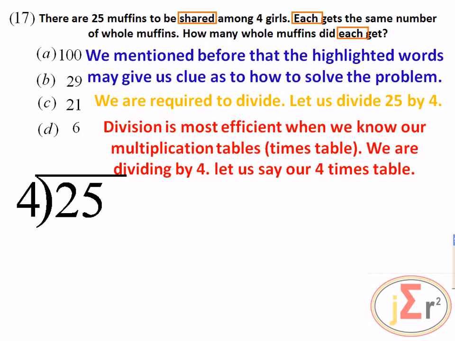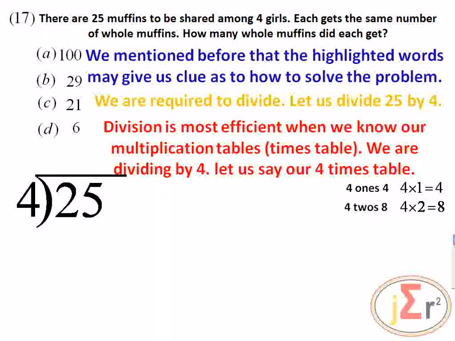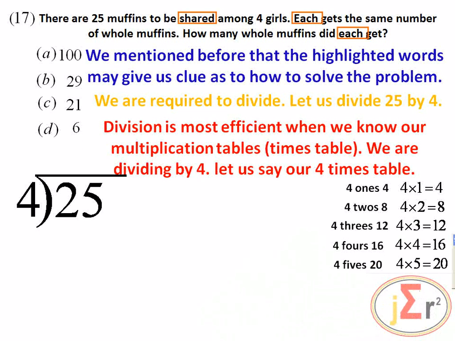4 ones 4, 4 twos 8, 4 threes 12, 4 fours 16, 4 fives 20, 4 sixes 24, 4 sevens 28. We can stop right there. So we go all the way up to 4 sevens 28. 4 ones 4, 4 twos 8, 4 threes 12, 4 fours 16, 4 fives 20, 4 sixes 24, and 4 sevens 28.